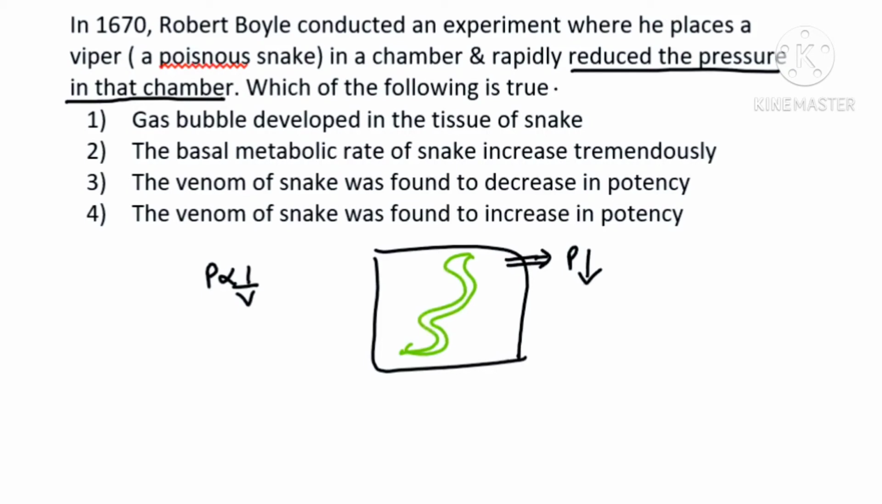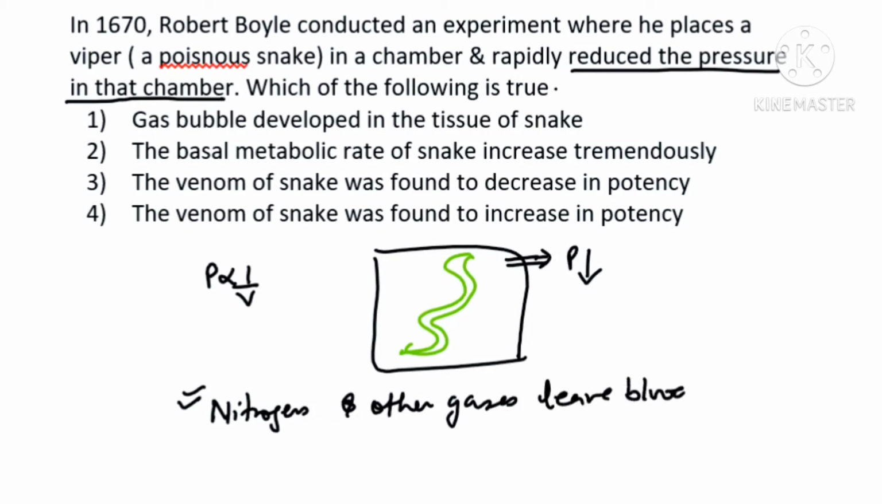Actually, nitrogen and other gases which are dissolved in the blood, they leave it, and they form bubbles. So, with emphasis on nitrogen and other gases, they leave the blood and form bubbles.